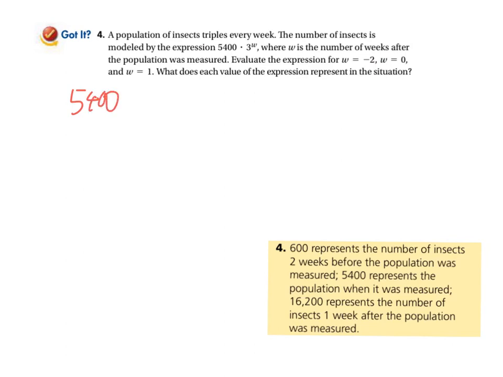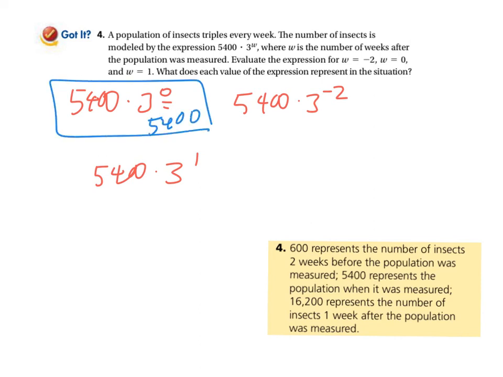Okay? And again, the way we fill those out, we're going to have 5,400 times 3 to the 0 power. We're going to have 5,400 times 3 to the negative 2 power. And we're going to have 5,400 times 3 to the 1 power. And so here, this is obviously just going to be 5,400. Didn't leave a lot of room for myself to write. So that's the point where you started out, right?